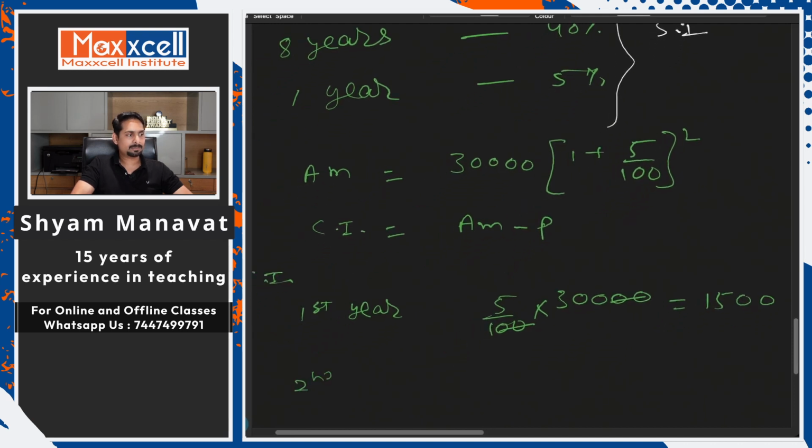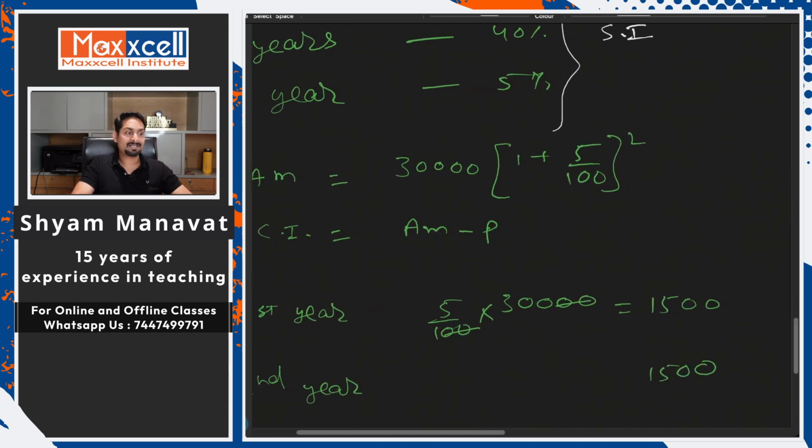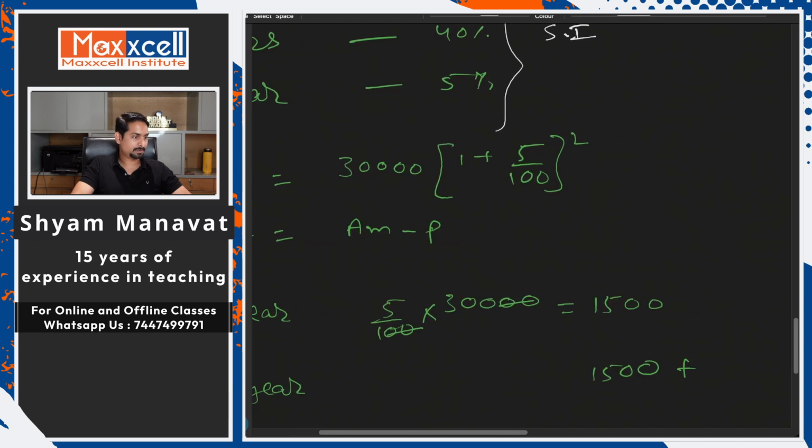So for the second year, you will have the same 1500, but this is compound interest. So you will have interest over principal, that is here 1500, plus interest on interest. Principal is 30,000 plus interest on interest. So what is the previous year's interest? 1500. What is the rate of interest? 5%. So this extra interest on interest you will get when you apply 5% on 1500.